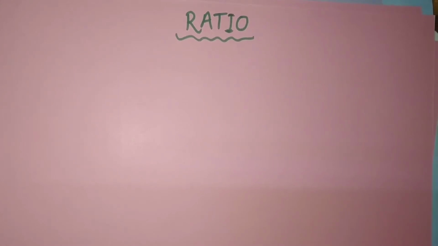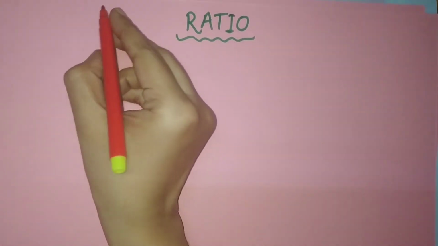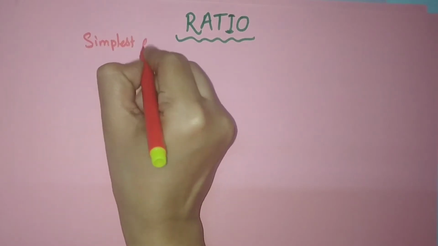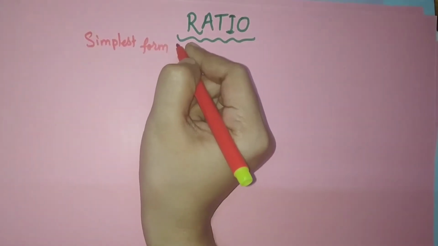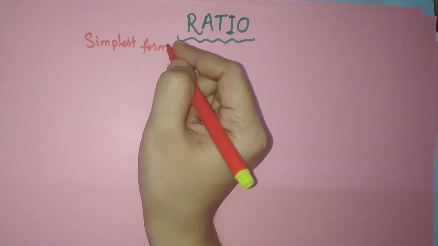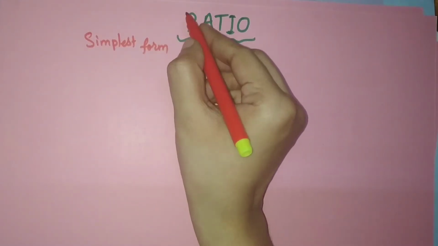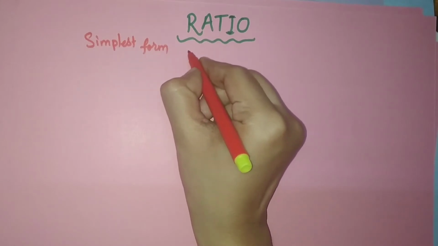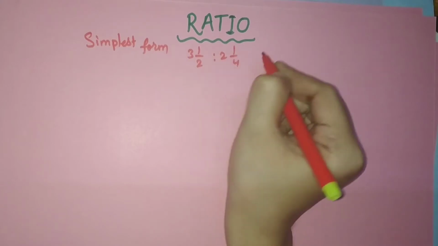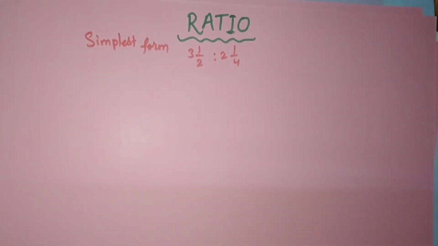So let's start. First of all, we'll write or express ratios in simplest form. So here we need to write the ratio in simplest form. Suppose we have an example: 3 1 by 2 is to 2 1 by 4. So we'll write them.